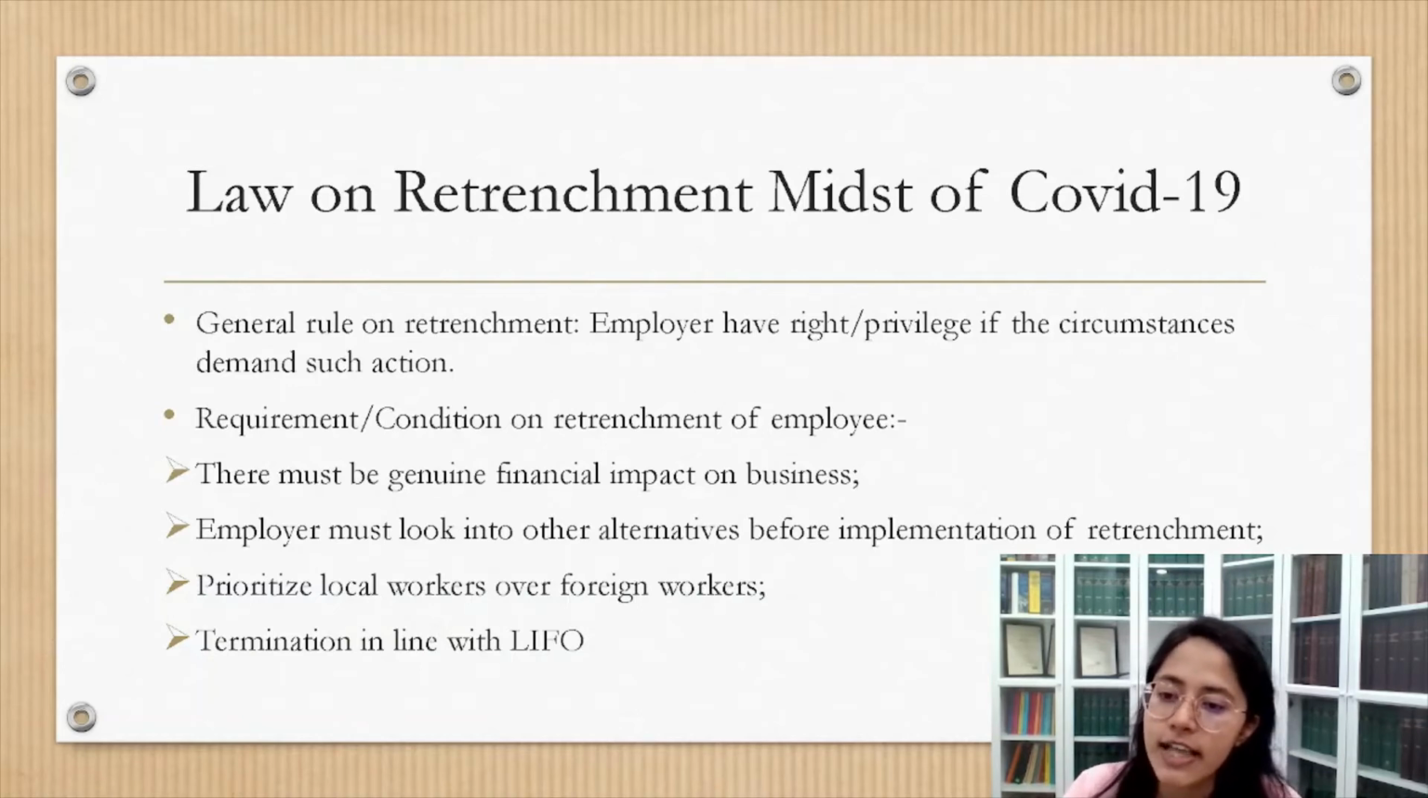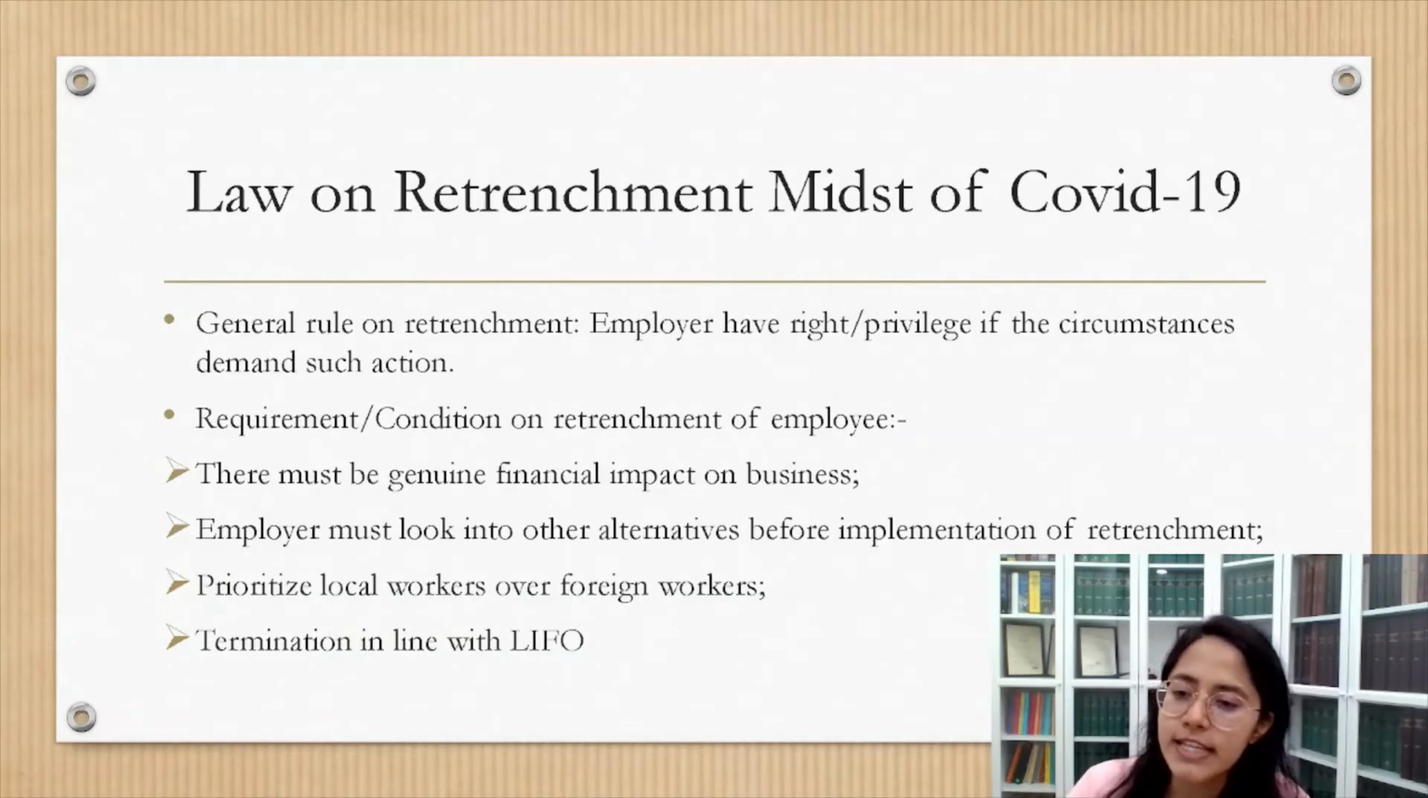Okay, second is that the employer must look into other alternatives. So other alternatives can be limiting overtime, reducing workforces, limiting workers from working on weekends or public holidays, or performing a temporary layoff or reducing workers' salary. So these are the other options that the employer can consider before even going into retrenchment.